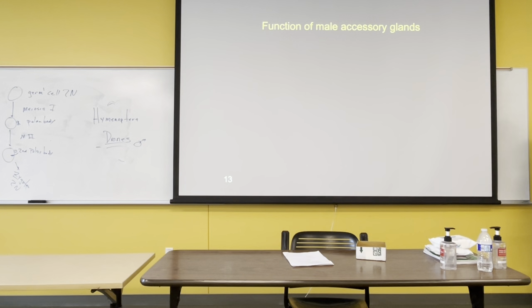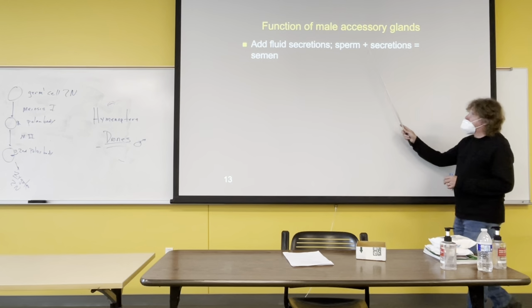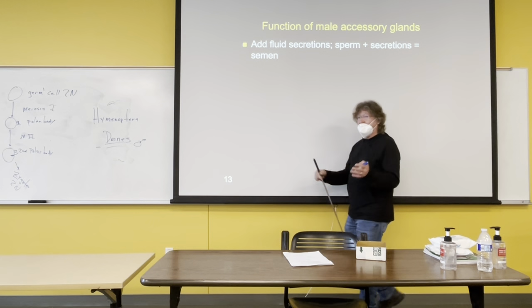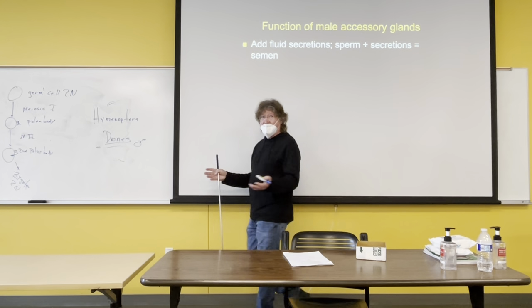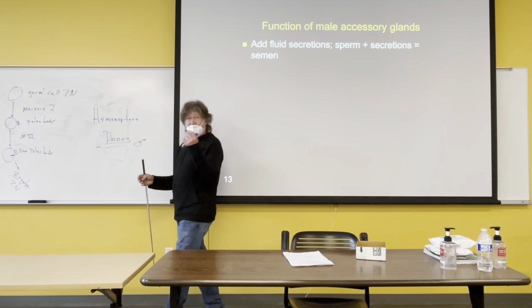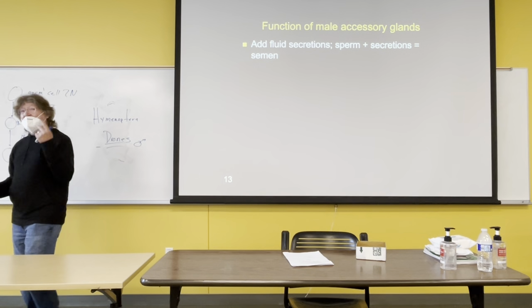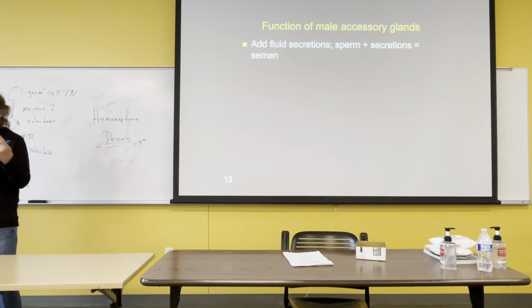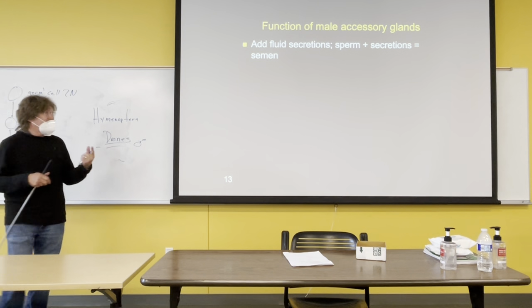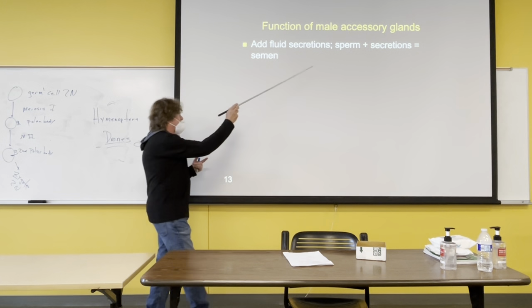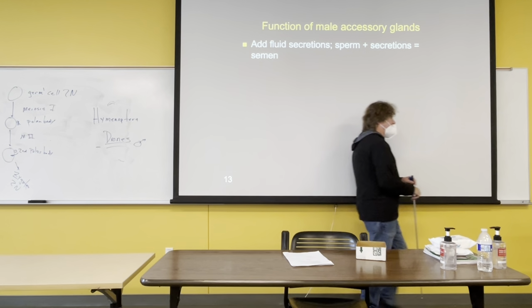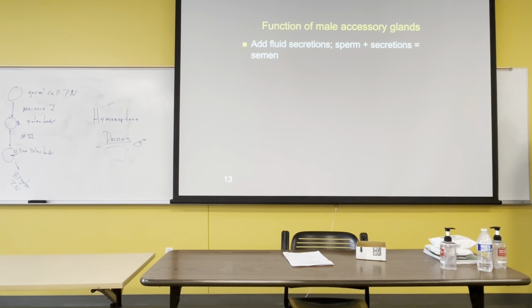Now, I'll go through this real quickly, then I'll review it again next week. These accessory glands, they're adding, so really, these two words, sperm and semen, are often used interchangeably, as if they're the same thing. Sperm cells are the reproductive cells, period. Semen is what's ejaculated. It contains sperm, but that isn't the only thing it contains. So it's sperm plus the secretions that come from these two glands.